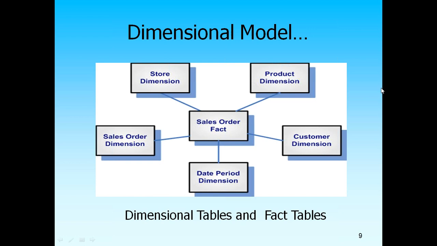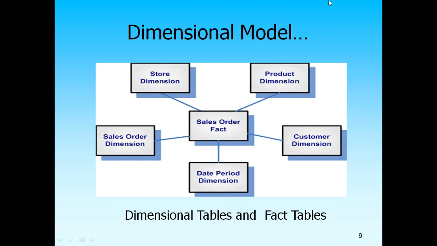Similarly, look at this picture. If there is a store dimension, complete store-related information will be available in the store dimension. Similarly, date dimension, customer dimension, product dimension, sales order dimension. If you want to see how many sales happened in 1995 for X product and store wise, what information do you need here? Store information, sales information, and the date and time information. So the complete data is available in 3 tables.